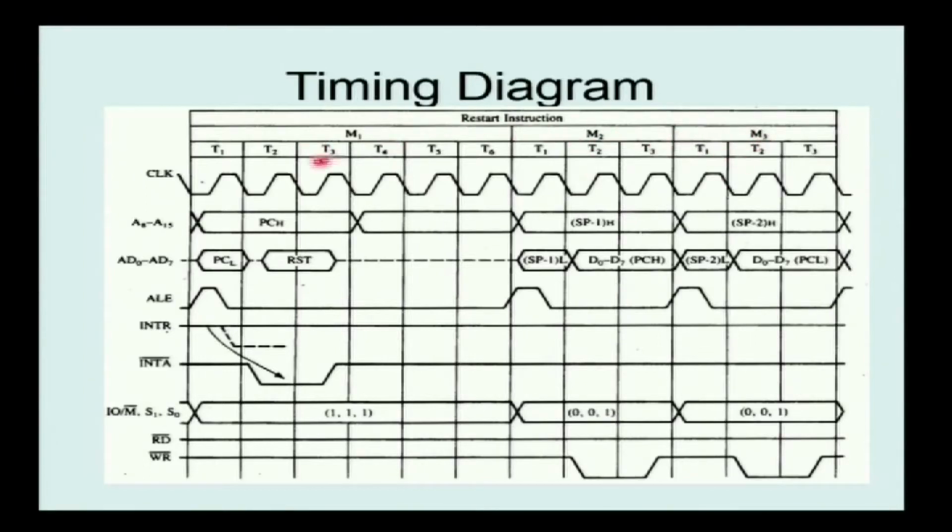3 machine cycles. In M1 it has 6 T states from T1 to T6. In M2 T1 to T3, 3 T states, and M3 also has T1 to T3, 3 T states. So, totally how many T states for the RST instruction? We have to count the number of T states in all machine cycles. So, totally 6 plus 3 plus 3, 12 T states.